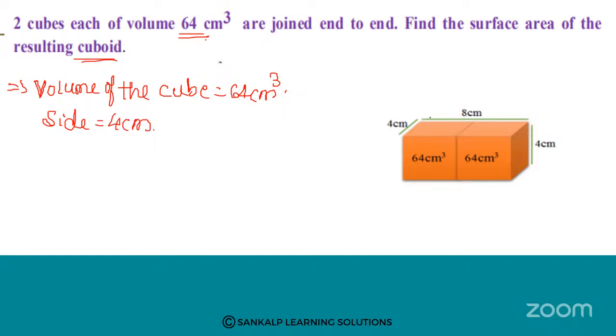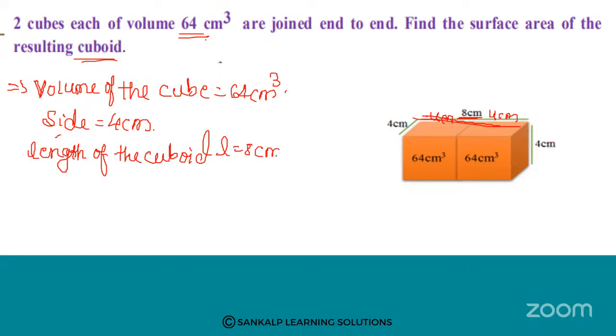So, this is 4 centimeter. This is also 4 centimeter. This is also 4 centimeter. And this is also 4 centimeter. If you combine two cubes, then it is 4 plus 4 is 8 centimeter, right? Then, length of the cuboid. Which one is length here? Length of the cuboid is 4 plus 4, that is 8 centimeter. This is length, right? So L is equal to 8 centimeter. That is 4 plus 4, 8 centimeter.